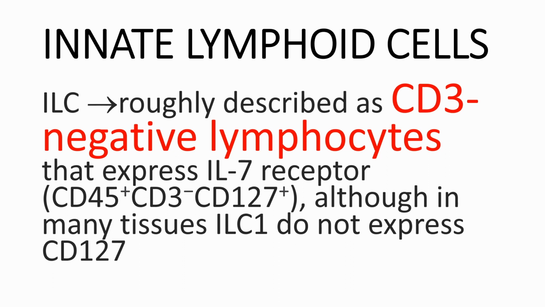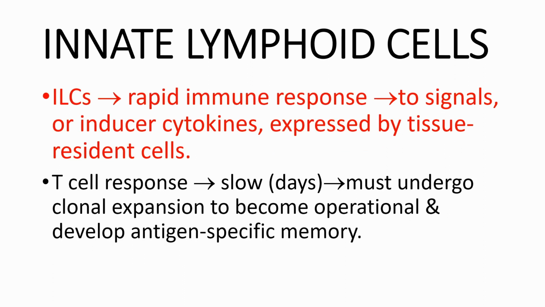They are CD45 positive, CD3 negative, CD127 positive. However, in many tissues, innate lymphoid cells type 1 do not express CD127. Innate lymphoid cells are responsible for rapid immune response to signals or inducer cytokines expressed by the tissue resident cells. By contrast, the T cell response is slow, takes days, and these cells must undergo clonal expansion to become operational and to develop antigen-specific memory.